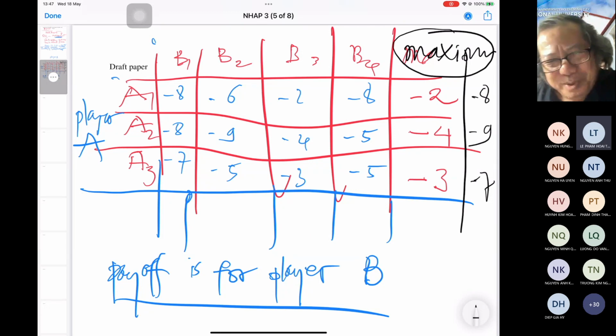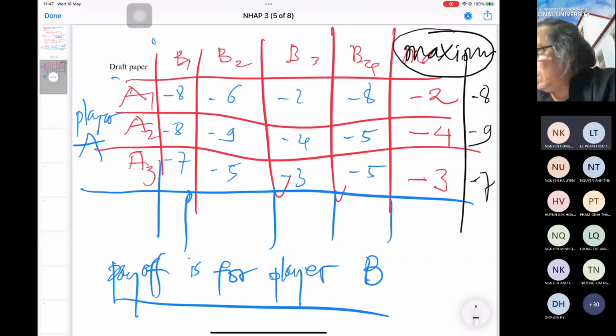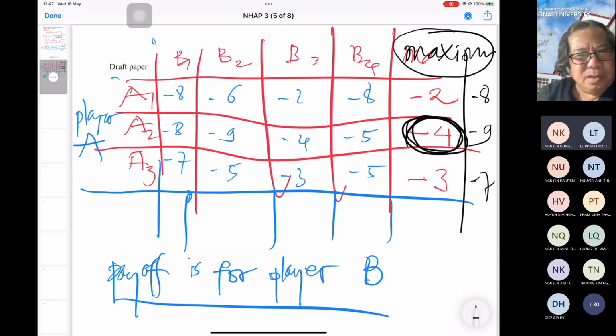I don't know if you follow what I'm saying here or not. The minimax criteria. So that means -4. Sorry, I misread. -4. Yeah, that's right. This is the worst, and the best from this is this.